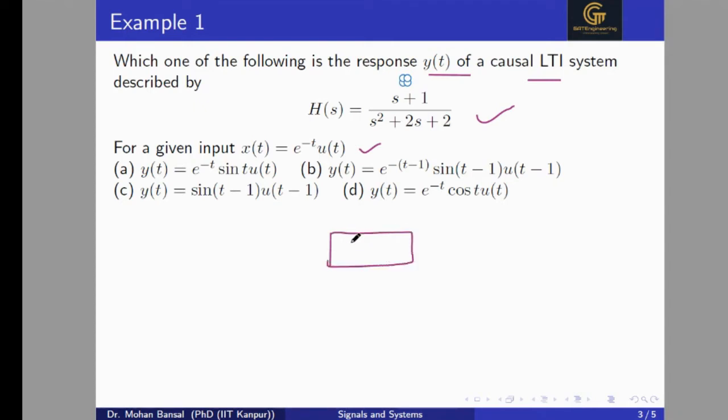Let us consider this is our system H(s). For that, the input should be in the frequency domain only. So we take the input X(s), and the output will be nothing but the multiplication of both. The output or response will be Y(s) = X(s) H(s).